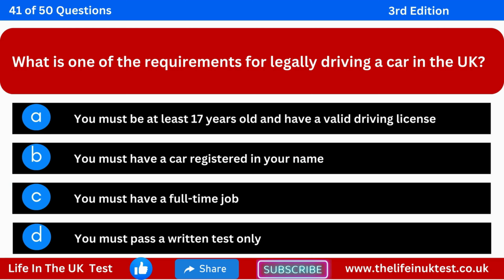What is one of the requirements for legally driving a car in the UK? Option A, you must be at least 17 years old and have a valid driving license. Option B, you must have a car registered in your name. Option C, you must have a full-time job. Option D, you must pass a written test only.